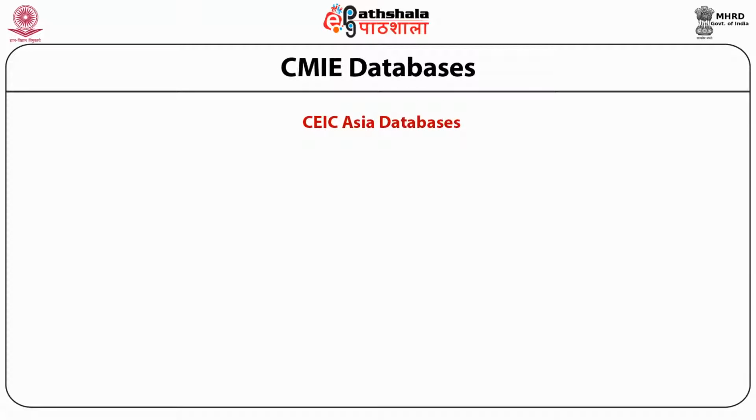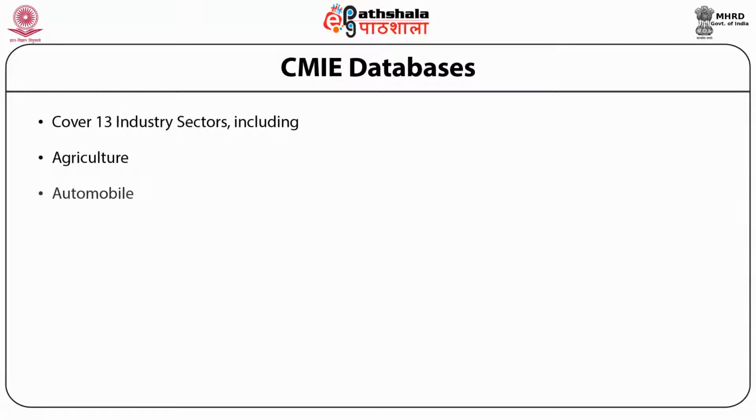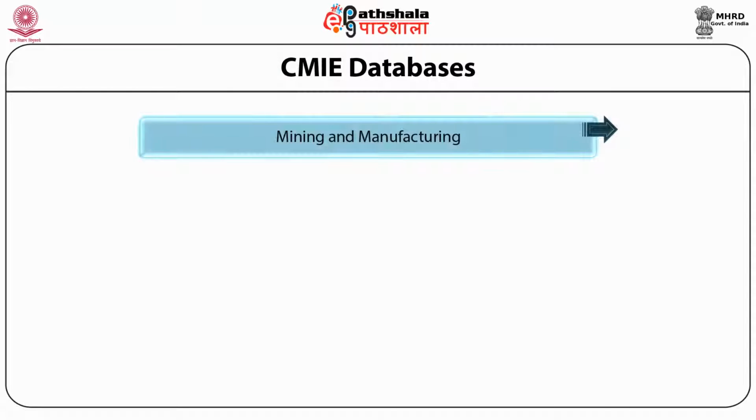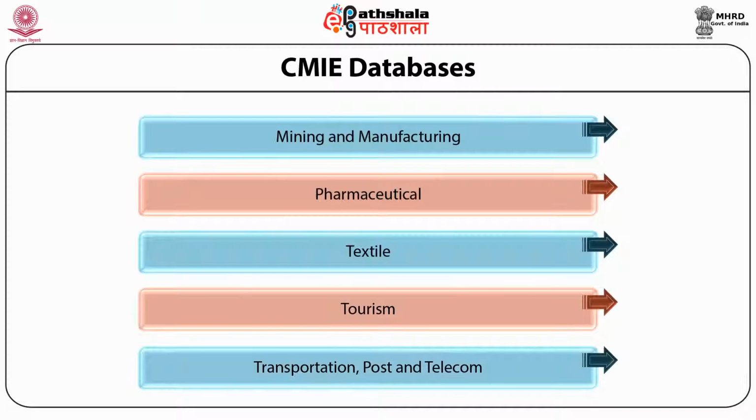CIC Asia Database. CIC Asia Database focuses on Asian economic, industrial, and financial time series data and company fundamental data. It covers 13 industry sectors. Mining and manufacturing, pharmaceutical, textile, tourism, transportation, post and telecom.